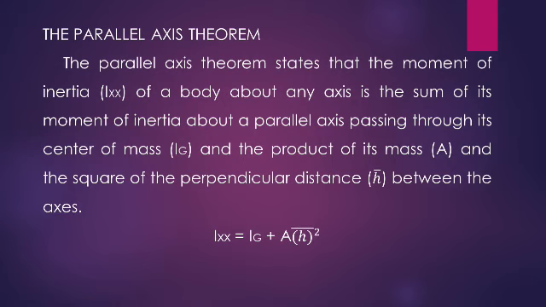The parallel axis theorem states that the moment of inertia of a body about any axis is the sum of its moment of inertia about a parallel axis passing through its center of mass, Ig, and the product of its area A and the square of the perpendicular distance h bar between the axes. How do we find the Ig, h bar and A? Is there any idea?